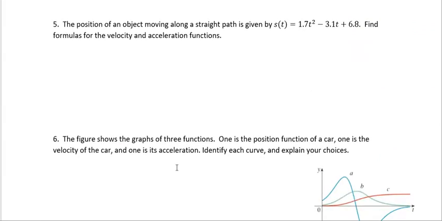Let's look at the position of an object if it's moving along a straight path. The position of an object moving along a straight path is given by this function. See the s of t right here? S is the position function. Find the formulas for velocity and acceleration. Velocity is the first derivative, and acceleration is the second derivative. So if we're looking for the velocity and the acceleration, then that means that we're looking for the first and second derivatives.